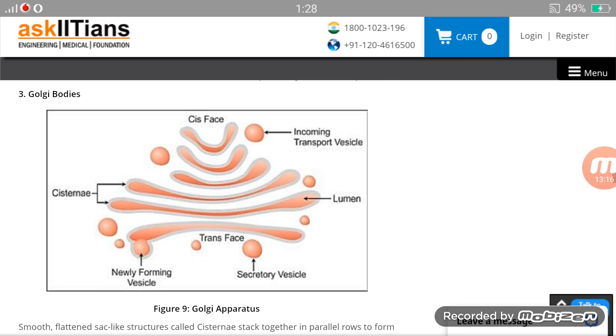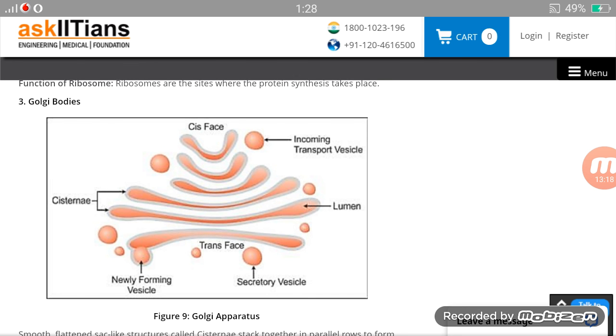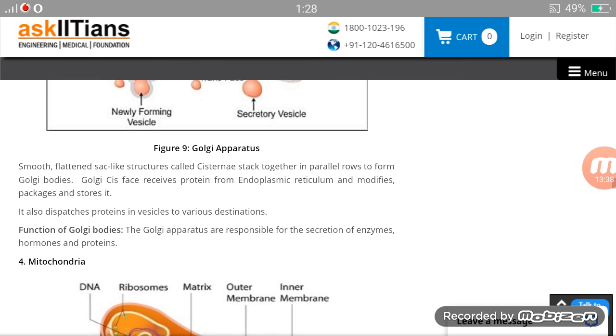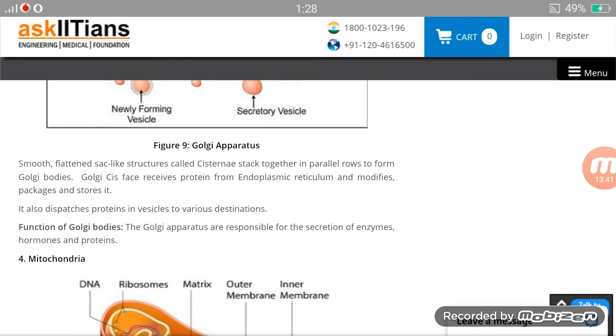So Golgi body हमारा next component है, next organelle which is present in both plant cells as well as animal cells. So firstly observe this image, observe this diagram: cisternae, cis face, incoming transport vesicle, lumen, trans face, newly forming vesicle and secretory vesicle, trans face. This is a Golgi apparatus. It is smooth. Let's study about it in a bit more detail.